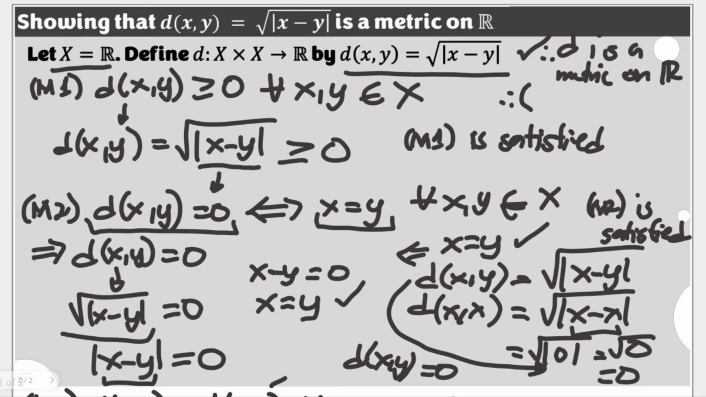And further, you can say that this expression is a metric space, because we have already shown that function D is a metric on the set R.